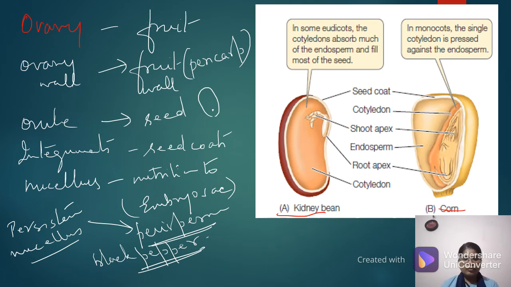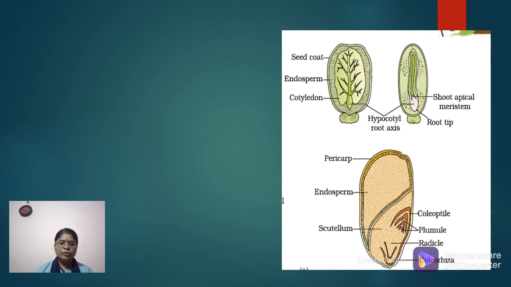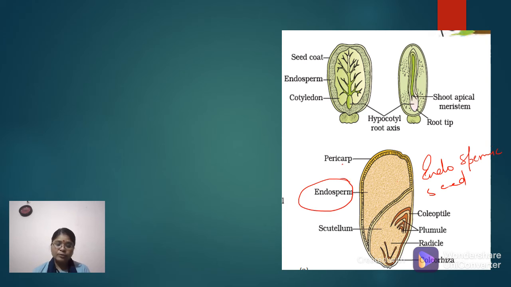Okay, moving on further. Now here you can see in the picture what it is showing you. This is your monocot seed, and this is your what? Which kind of seed? It is an endospermic seed. Why are we calling it endospermic? Because it has got, you can see, an endosperm.